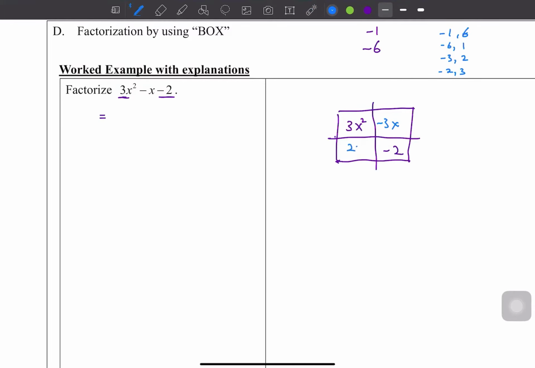So you need to write down negative 3x here and 2x here. Then you can take out the common factor of these two terms.